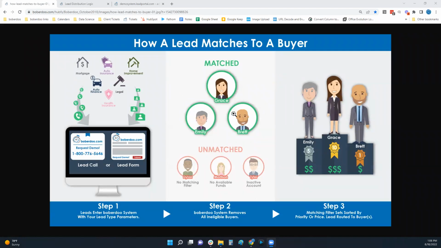And when we're talking about multiple matches, we may be talking about an exclusive or a shared lead. But ultimately, the goal here is to talk about the different sorting options at this step 2 to determine what the matching partners are.